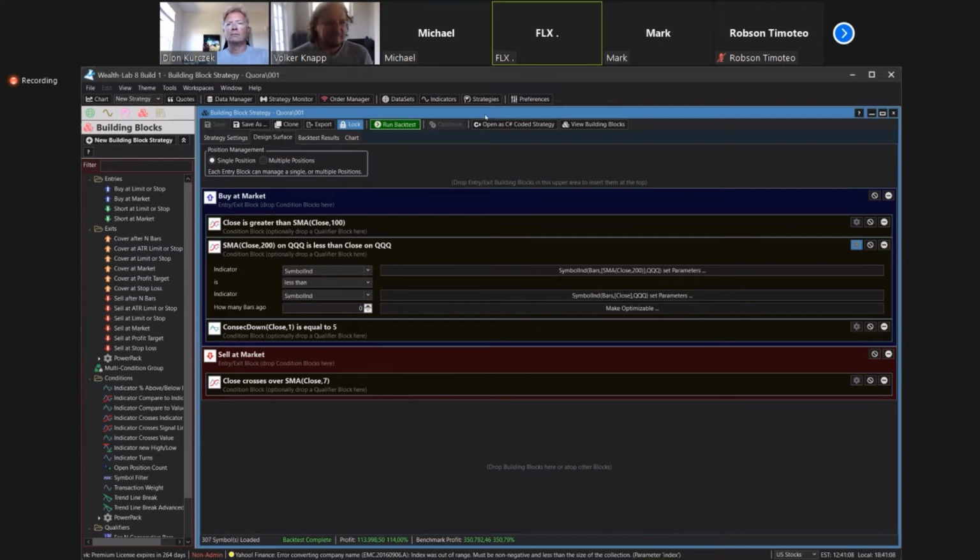So I like this transformer indicator that you guys are talking about, this symbol indicator right here. Can that be used to alter position sizing? So give me an example of what you're thinking.